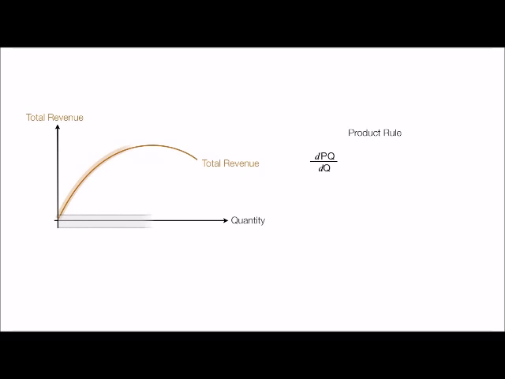And how does revenue change when quantity changes? Again, revenue is price times quantity. Clearly, total revenue changes as quantity changes. The slope of the total revenue curve is a tangent line, and it turns out the slope is the first derivative of that equation, and it's marginal revenue.